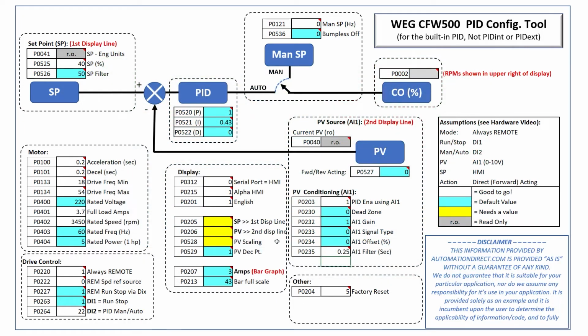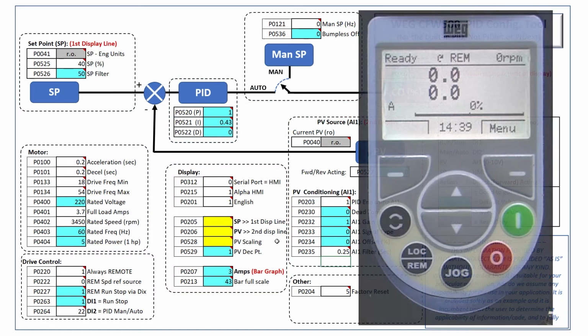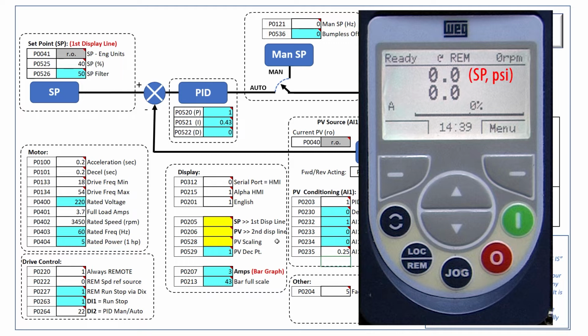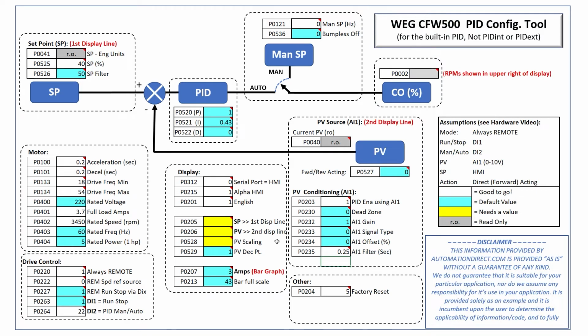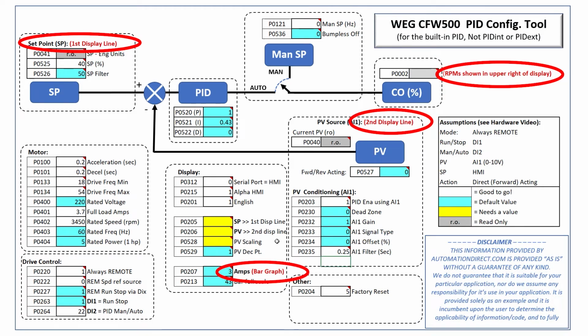Finally, we need to configure the display. We want to end up with the set point in PSI on the first line of the display because that's the line that the keypad's up-down arrow keys control. The process variable on the second line also in PSI, and the motor's current on the bar graph. The motor's RPM is always in the upper right, so we get that for free. I marked all of the display locations in red on our spreadsheet.